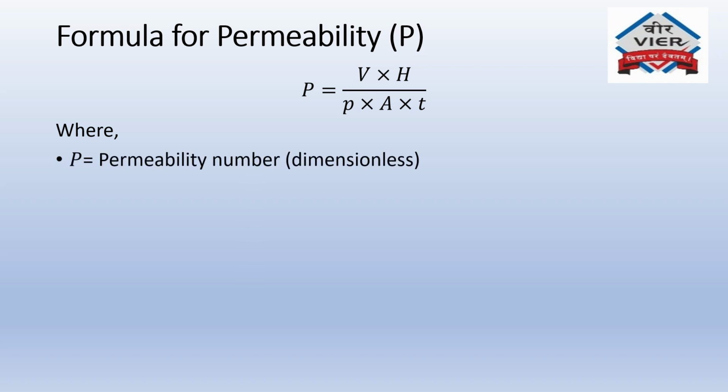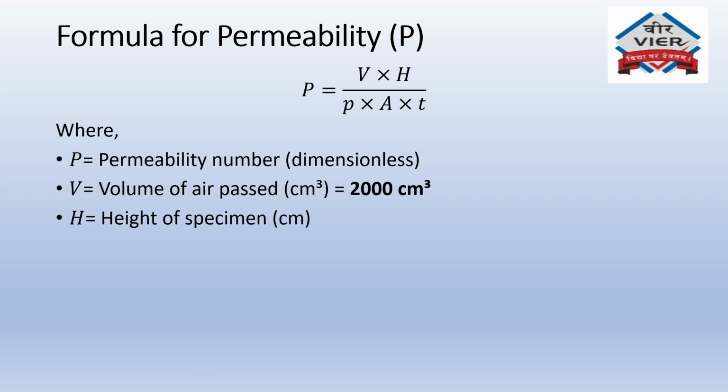So let us see the formula for calculating the permeability. The formula is P = (V × H) / (p × A × T). Here P is the permeability number, which is dimensionless. V is the volume of air passed in cm³, and we are going to pass 2000 cm³ of air through this particular permeability tester.